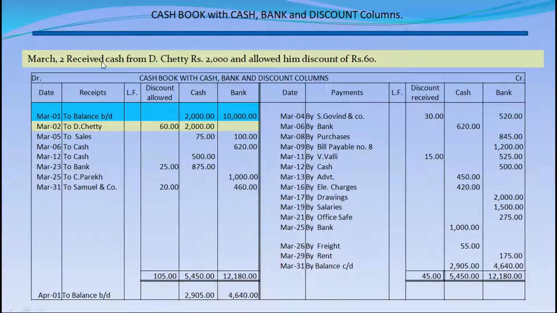March 2. Received cash from D. Shetty rupees 2000 and allowed him discount 60. We received cash. So whatever we have received, we have to record on the debit side. March 2 to D. Shetty rupees 2000 we received and we allowed him 60 rupees as a discount. Next transaction.